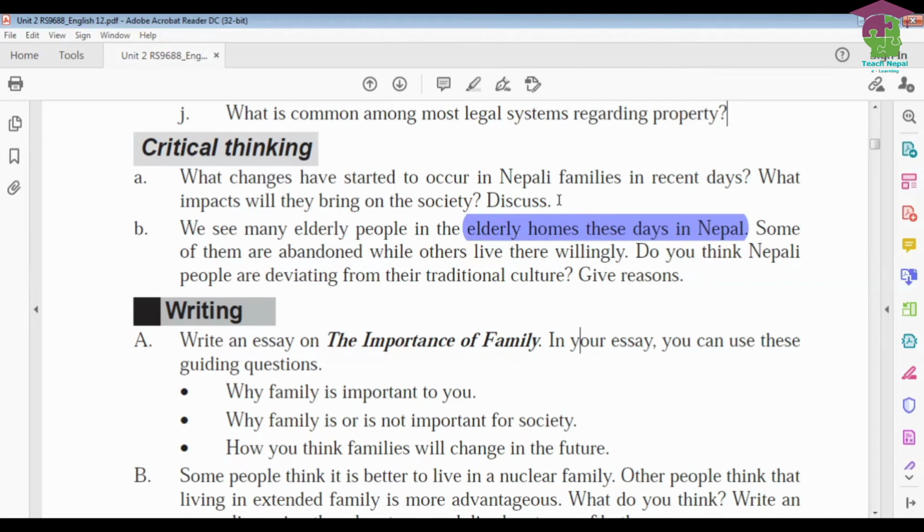So these things you can talk about, and what are the factors of such change? We know that education, employment opportunities, right? Migration also, from rural areas to urban areas, because of these things. And the next question you have been given.